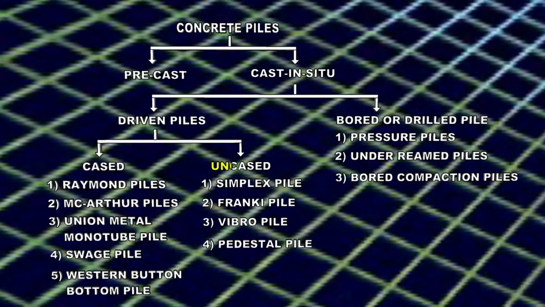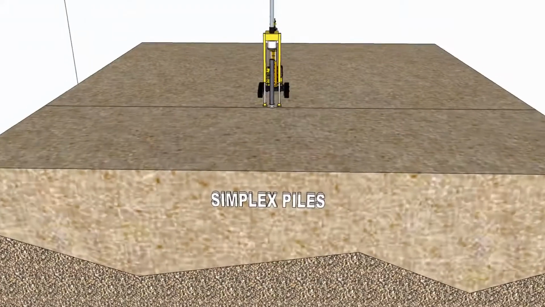Uncased piles are the driven piles in which the casing is used only for the concreting purpose. Once the concreting is done, the casing is removed. Let us study the different types of uncased piles. Now we will see the uncased cast in situ pile.